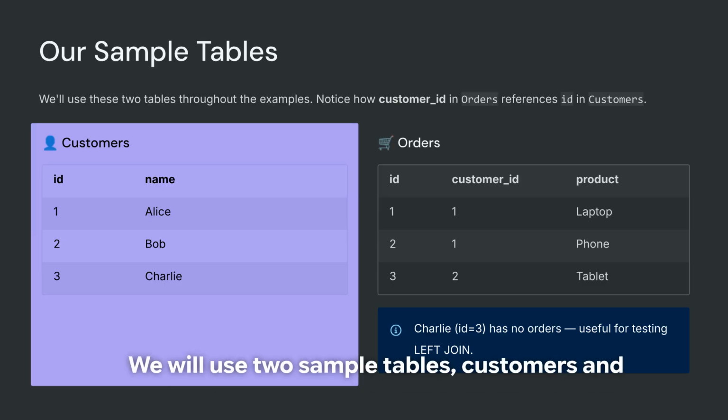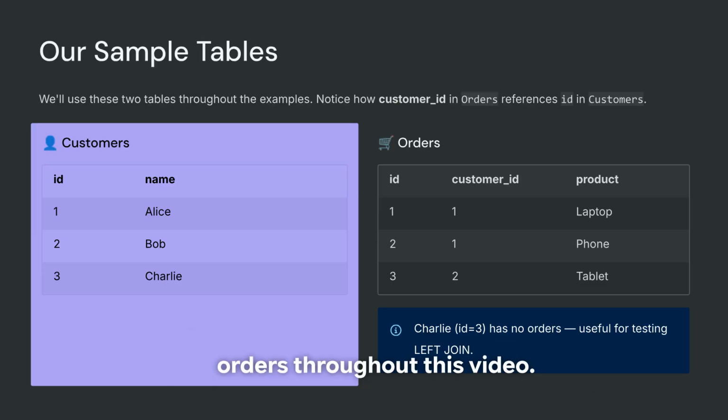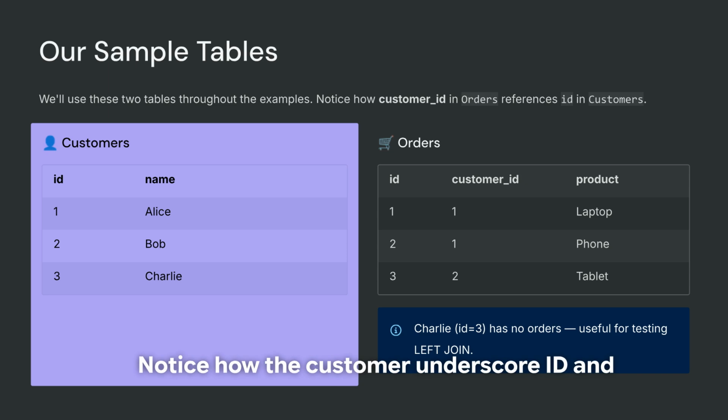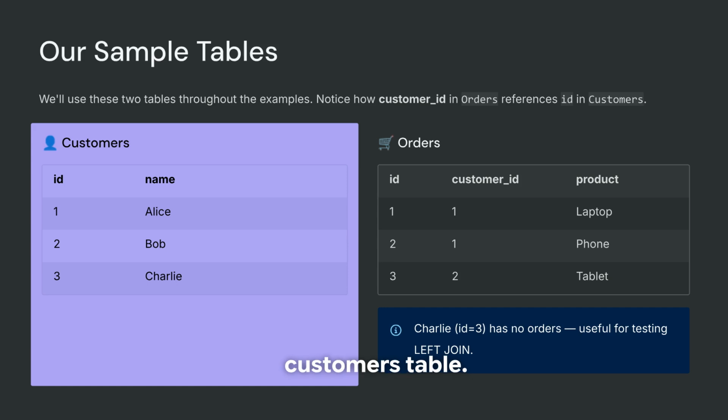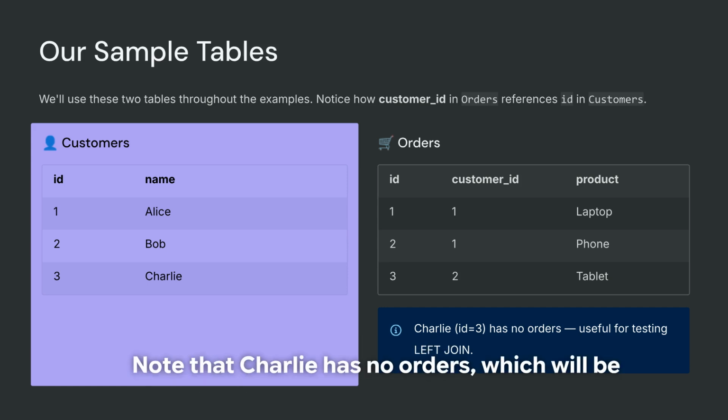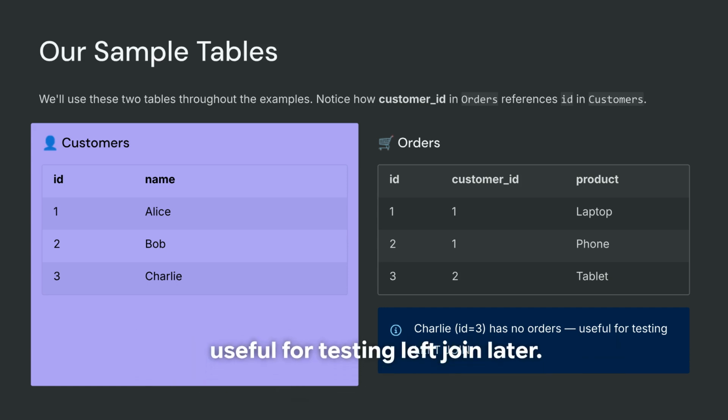We will use two sample tables, customers and orders, throughout this video. Notice how the customer_ID in orders is a foreign key that references ID in the customers table. Note that Charlie has no orders, which will be useful for testing left join later.